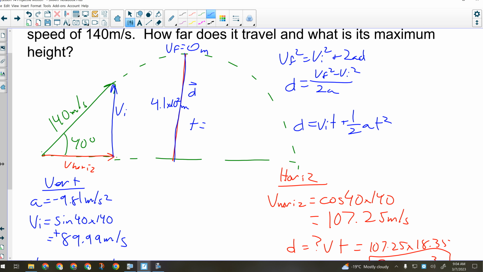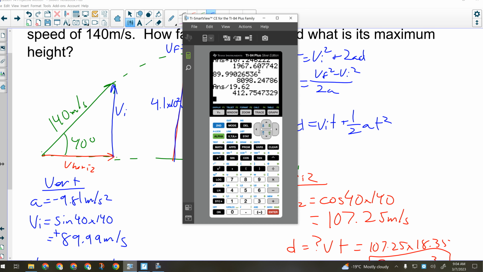And we will arrive at exactly the same number if we use this formula, because we would take our 89.99 and multiply it by, oh, I forgot to do this. Got to get that 18.35 in half.